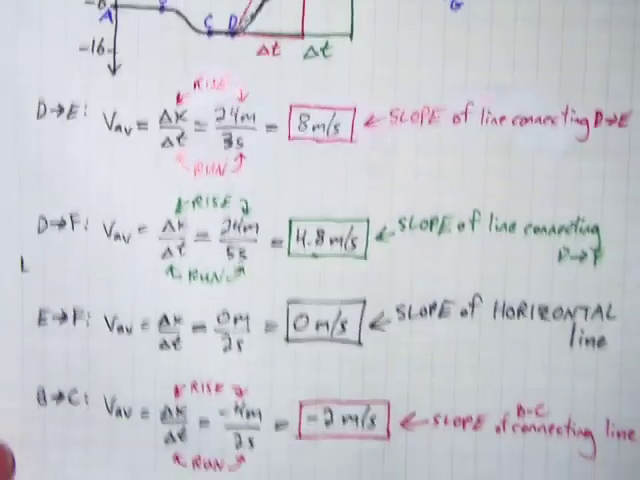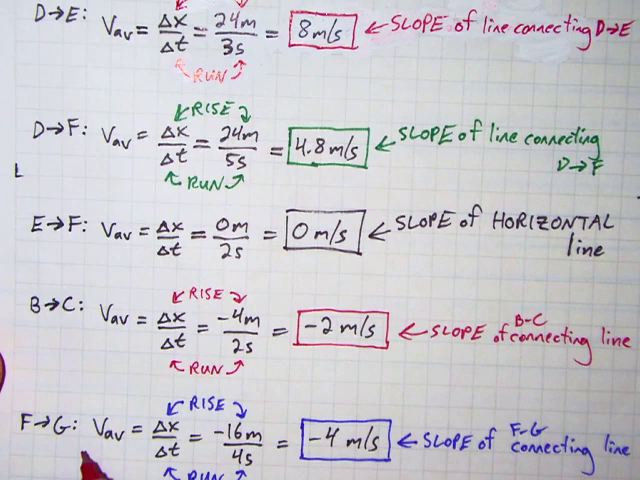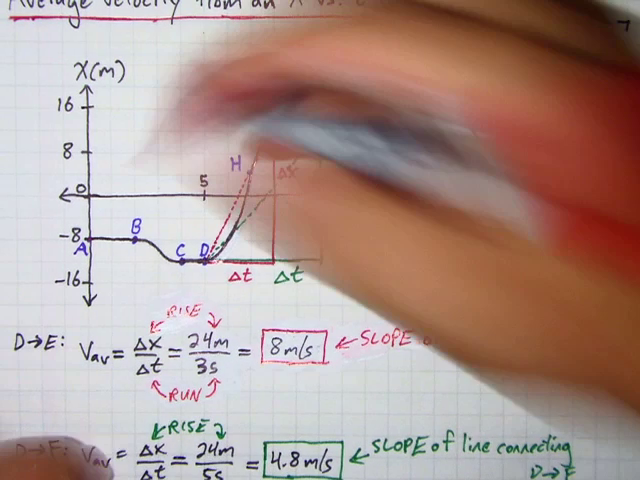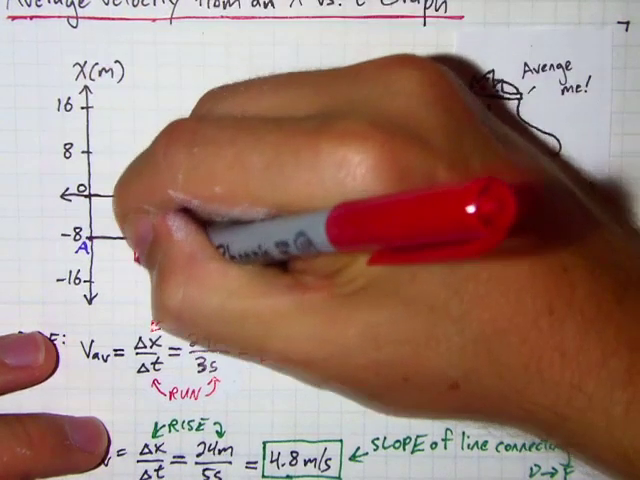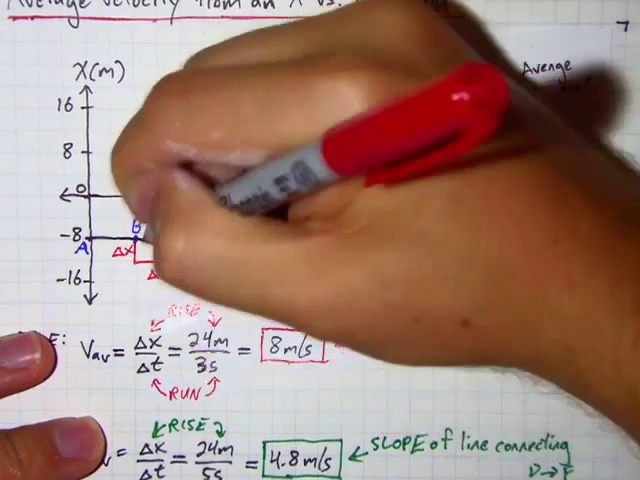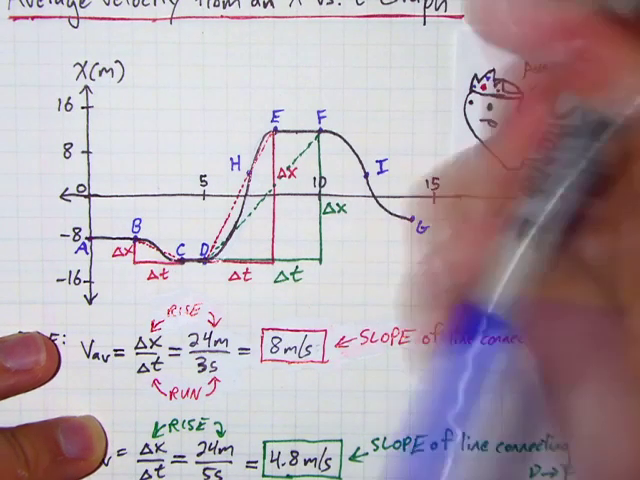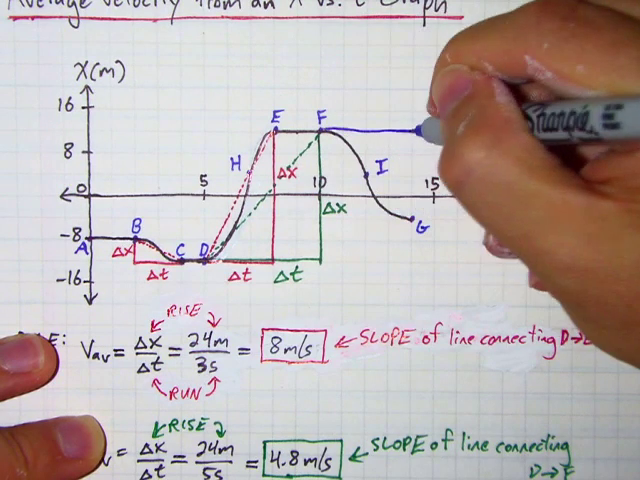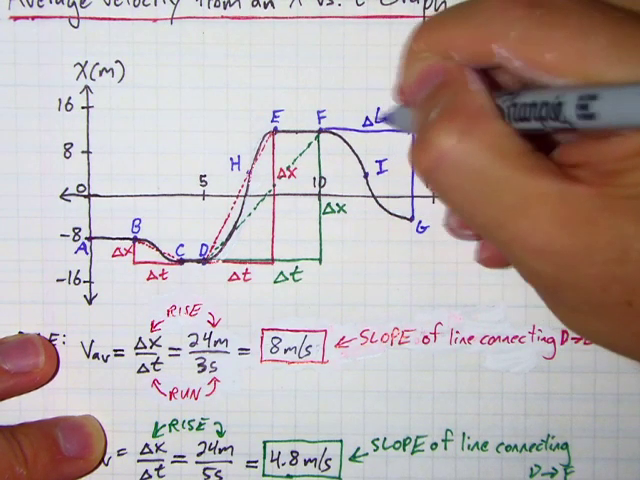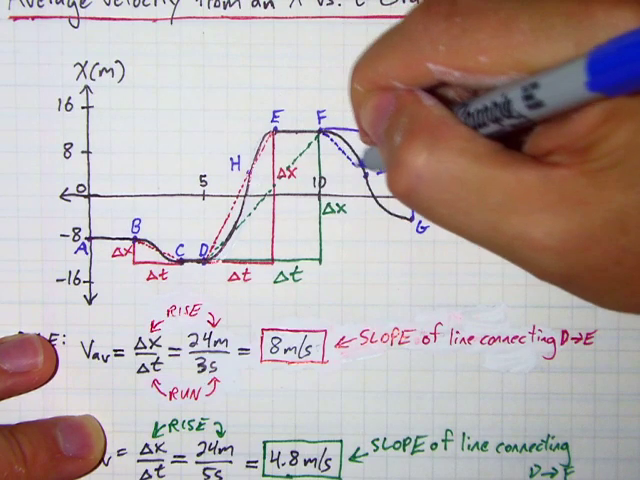Two more. Let's look at from B to C and from F to G. From B to C, I can draw in a delta x and a delta t, and my dotted line connecting them. From F to G, there's a delta t. There's a delta x. It's okay to draw a triangle upside down, same thing. And then a dotted line connecting those two events from F to G.